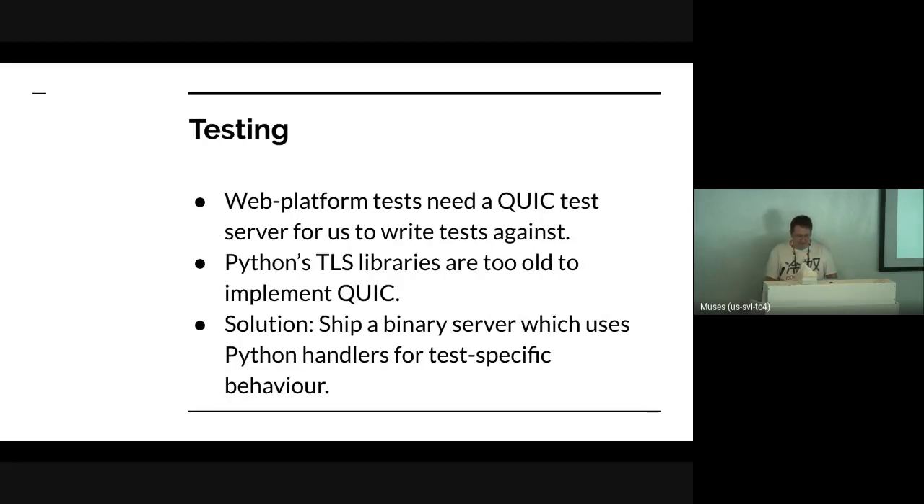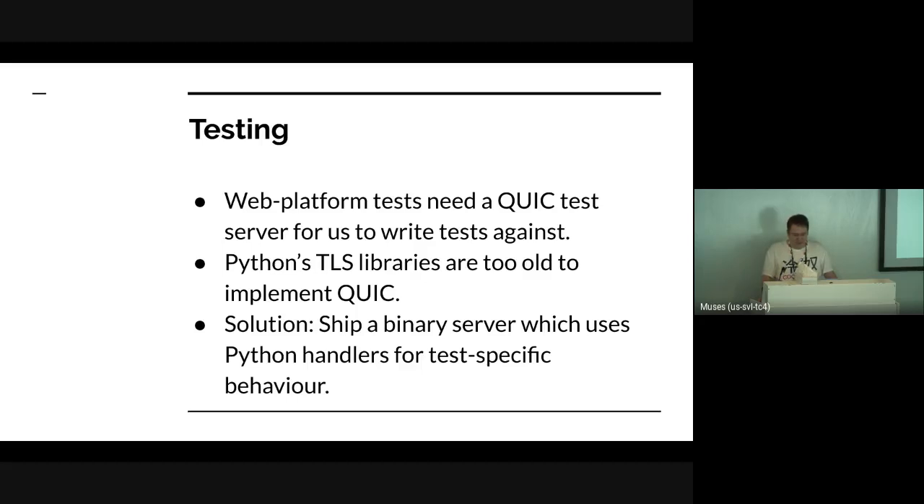So for testing, we're using web platform tests, or will be. But web platform tests only have HTTP servers at the moment. There's an experimental HTTP2 server, but nothing for QUIC. So we couldn't actually implement the QUIC server in Python. I think the TLS libraries that come with Python are too old. They don't support a sufficiently new version of Datagram TLS to be able to implement QUIC with them.